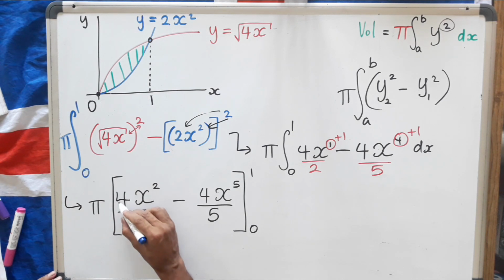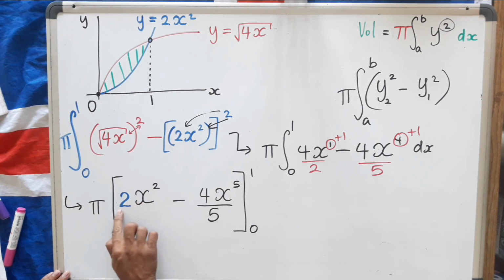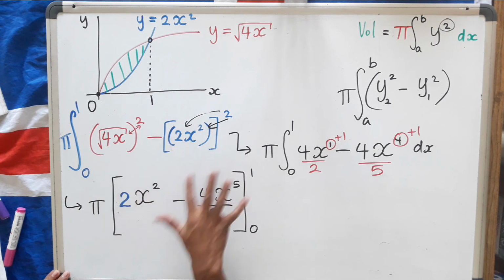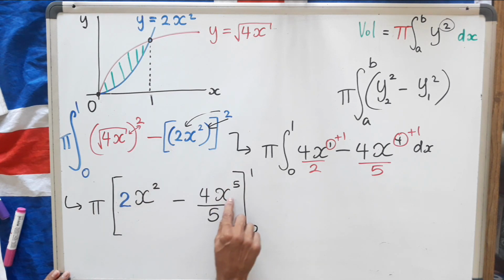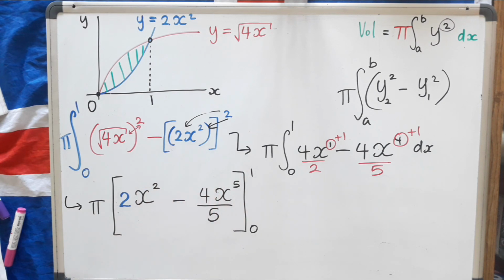Okay, 4 divided by 2, let's simplify that to 2 one time. Let's not make an issue out of that. So here's what I want you to do. Replace everyone here with 1, work it out, and then replace everyone here with 0. Work it out, minus both answers, and when you minus both answers, multiply it by pi.